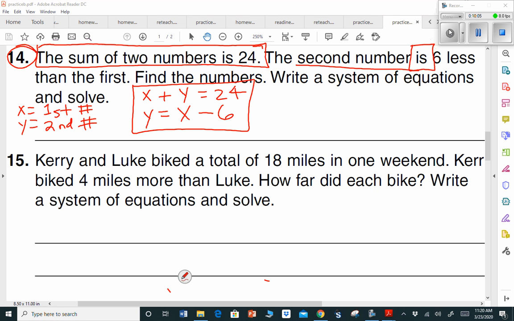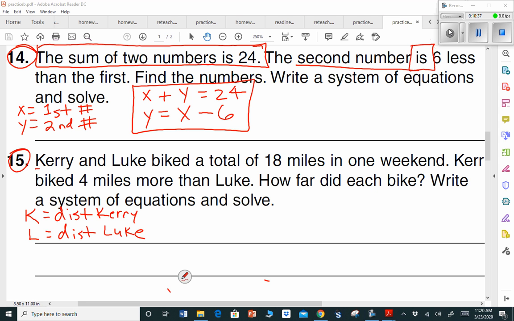Then number 15. Carrie and Luke biked a total of 18 miles in one weekend. Carrie biked 4 miles more than Luke. How far did each bike? Write a system of equations. Again, I like to define my variables, and I like x and y, but in this case, I think it's going to help me to keep it straight if I call them k and l. K being the distance that Carrie biked, and L being the distance that Luke biked.